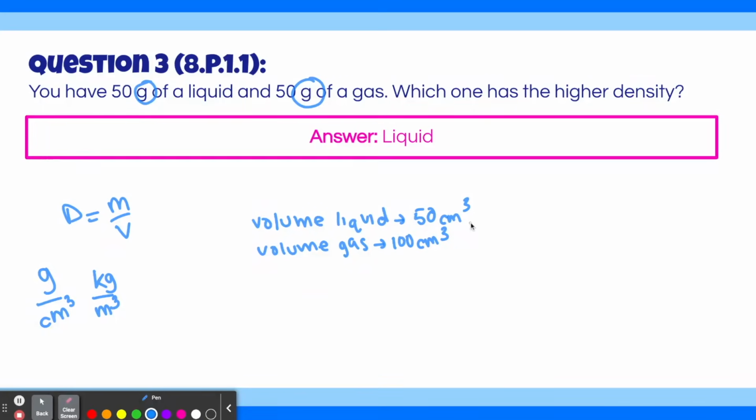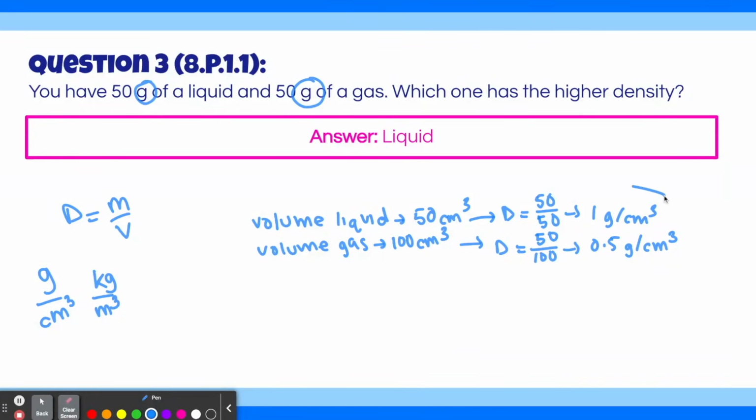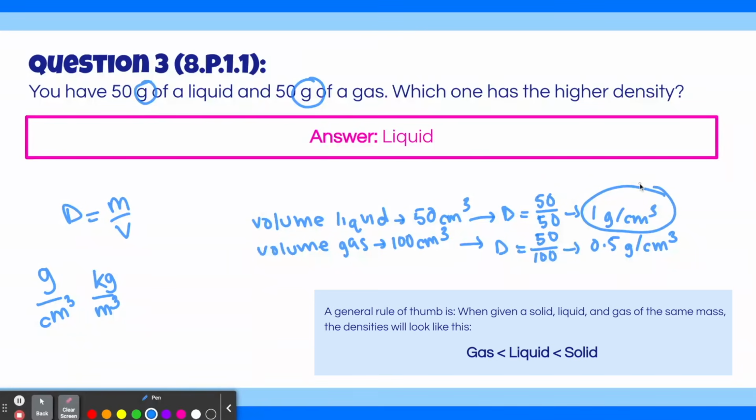So if we take these values and plug them into the density formula, let's do it for the liquid first. Density is equal to the 50 grams over the 50 cubic centimeters, and we're going to get 1 gram per cubic centimeter. And let's do it for gas. Density is equal to 50 grams over 100 cubic centimeters, which is 0.5 grams per cubic centimeter. So as you can see, when a liquid and a gas have the same mass, the liquid has the higher density.